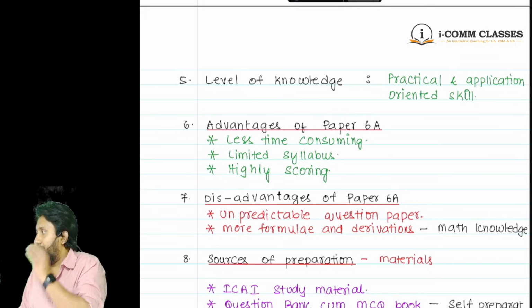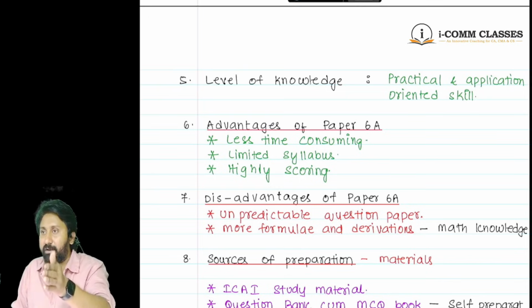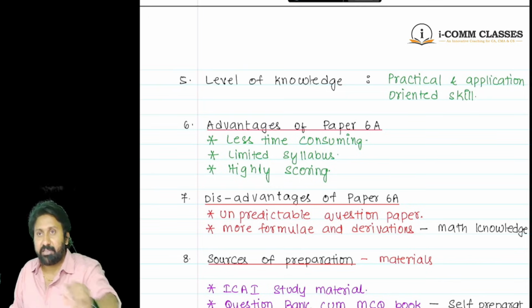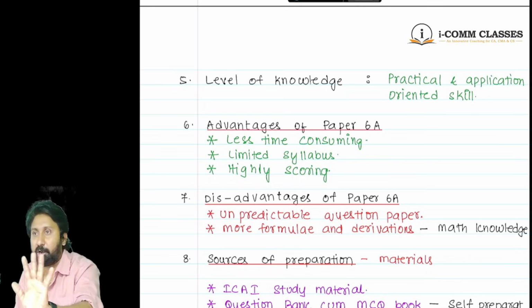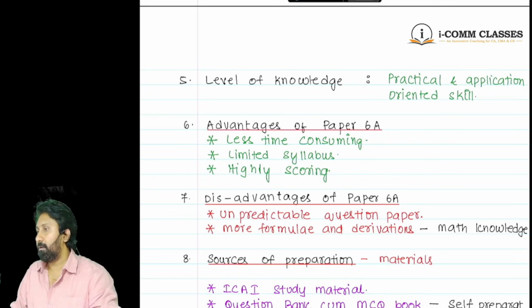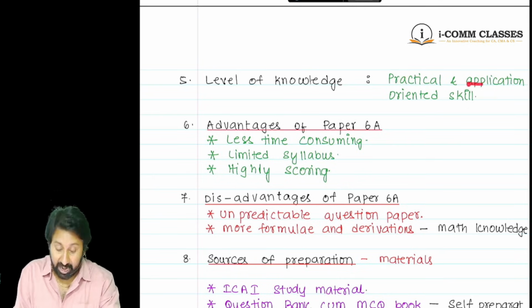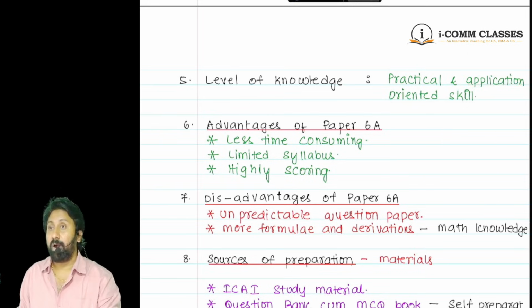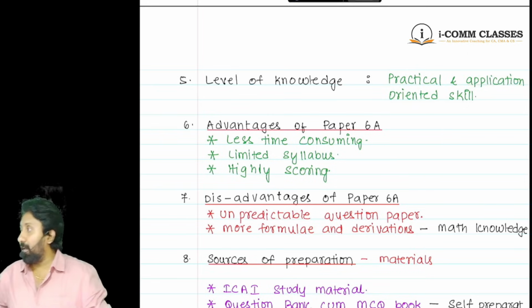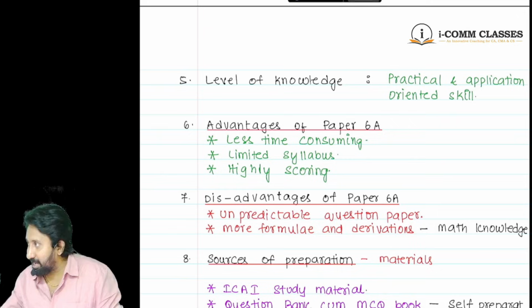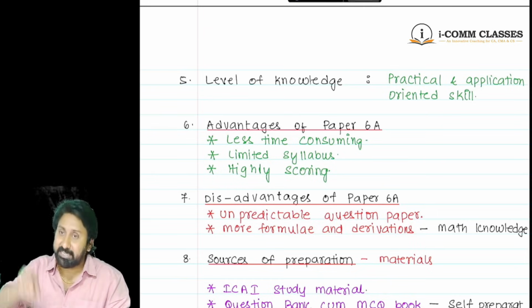Clear? We need to have clarity first. Application skill is required. Standard formats like "if the question comes like this, this is the answer" will not be there. So that's the first, practical. Next, application oriented skill. What does it mean? Knowledge is not important. Application of that knowledge at the appropriate place is important.